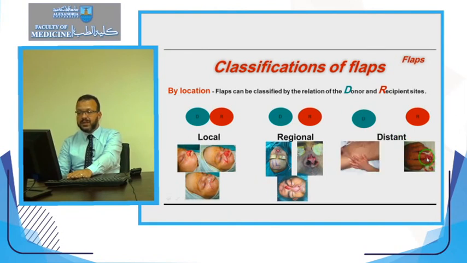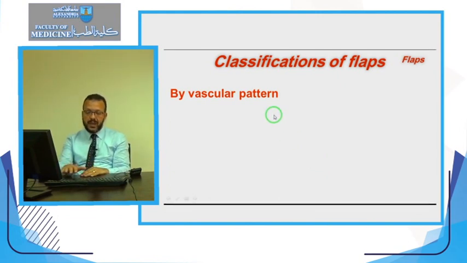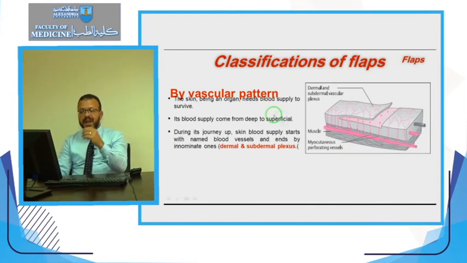Like for reconstruction of the middle finger, this is the groin flap used for reconstruction of the middle finger, and in this situation it is called a distant flap. We can classify flaps according to their vascular patterns. We have to remember the anatomy of the skin.